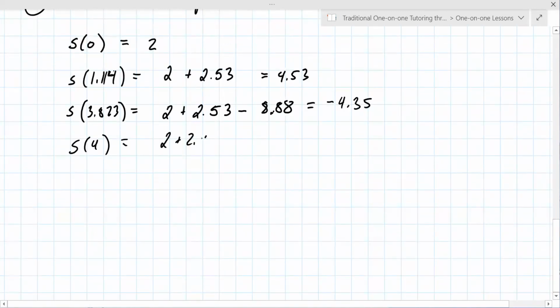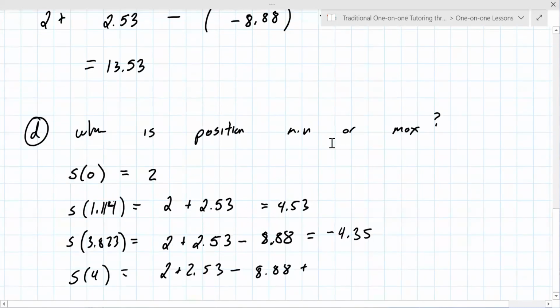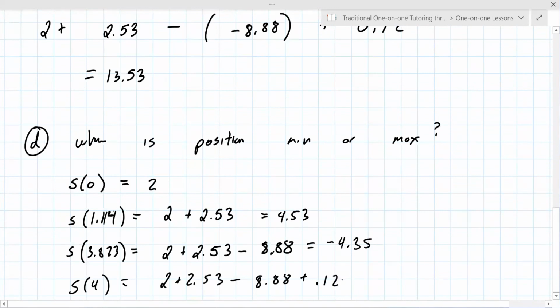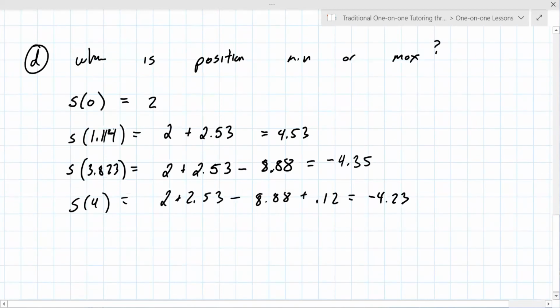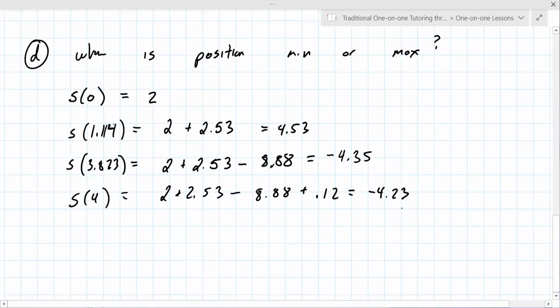It's 2 plus 2.53 minus 8.88 plus, I don't know what that last number I got was, 0.12. Okay, so that's minus 4.23. So you look at this list and you ask yourself, which one's the biggest? So that's the max. And which one's the smallest? And that's the min. And that's how you make that declaration. And you have to do it at each of those. You have to do it at the endpoints, and then at any of those breakpoints. That makes sense.